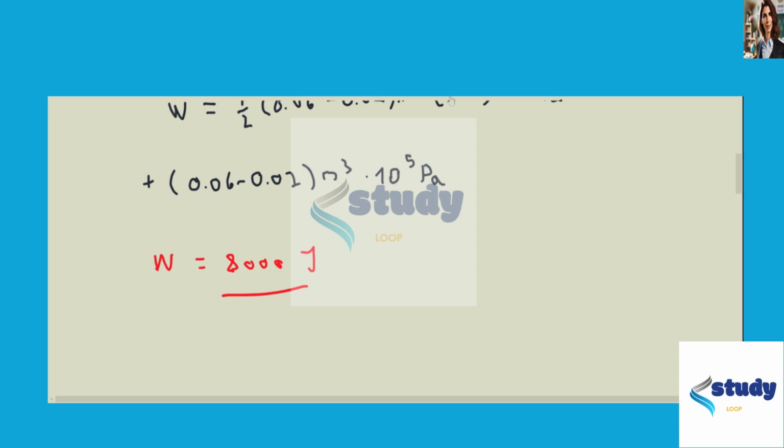So always remember that the work done is the area under the curve, or under a straight line, or under a combination of two straight lines, like in this case where one is a triangle and another is a rectangle. It's always the area under the line on the PV diagram, the pressure-volume diagram. So that is an important point.